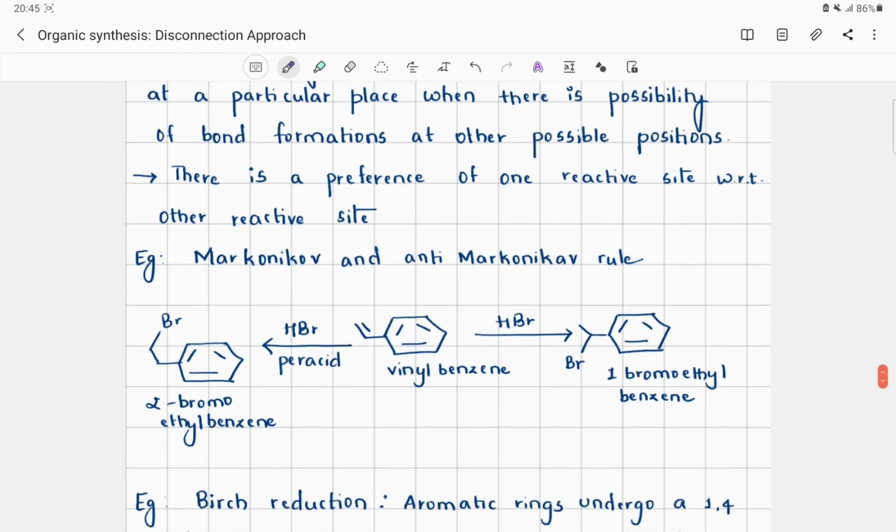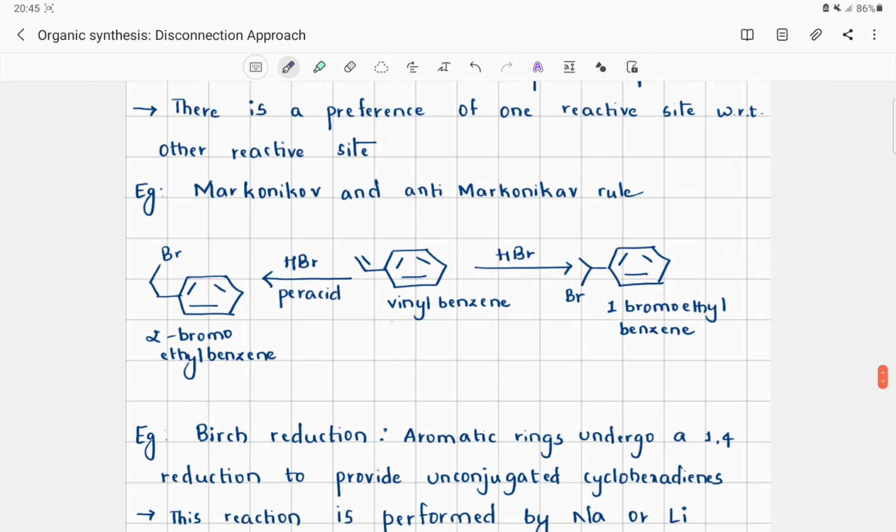For example, we have already learnt about Markovnikov's rule and anti-Markovnikov's rule. If the starting material is vinyl benzene, in the presence of just HBr, it is going to give me 1-bromoethyl benzene. Or if there is HBr in the presence of peracid, then it is going to follow anti-Markovnikov's rule to give me 2-bromoethyl benzene.